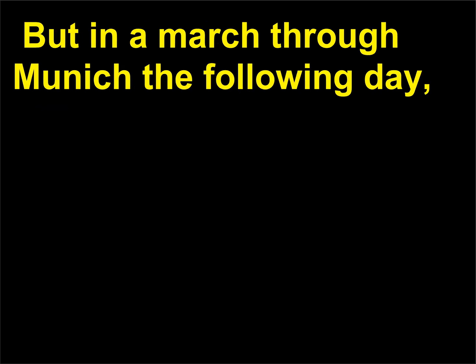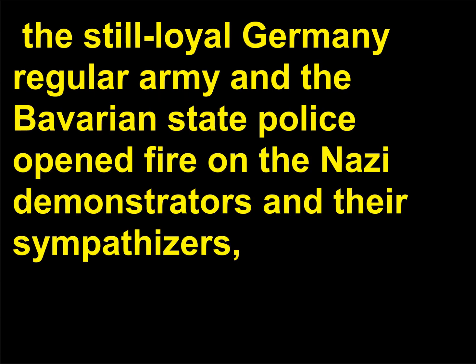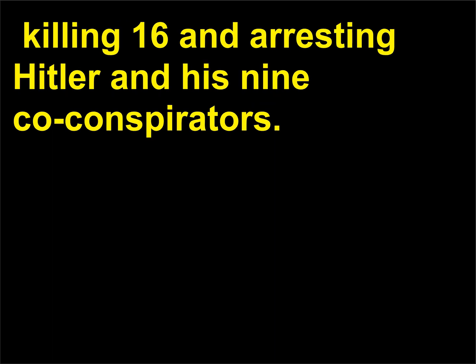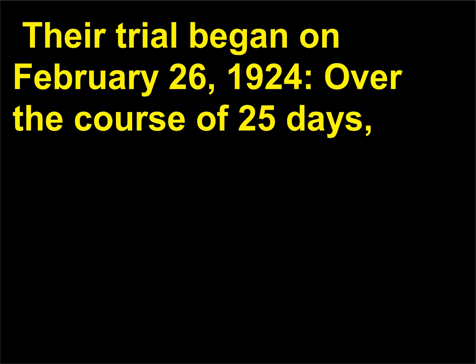But in a march through Munich the following day, the still loyal German Regular Army and the Bavarian State Police opened fire on the Nazi demonstrators and their sympathizers, killing 16 and arresting Hitler and his 9 co-conspirators. Their trial began on February 26, 1924, over the course of 25 days.